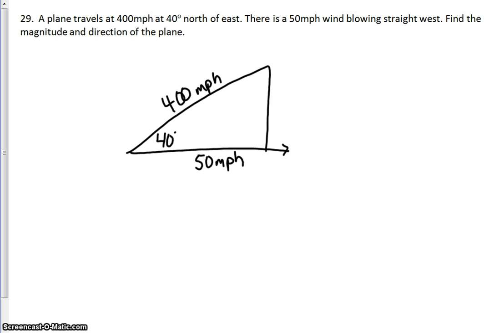Interesting question. I think I'm going to wish that I wouldn't have started this. A plane travels at 400 miles per hour at 40 degrees north of east. Here's my east, 40 degrees north of east. It's going here. All right, and actually, okay, so it goes that direction.